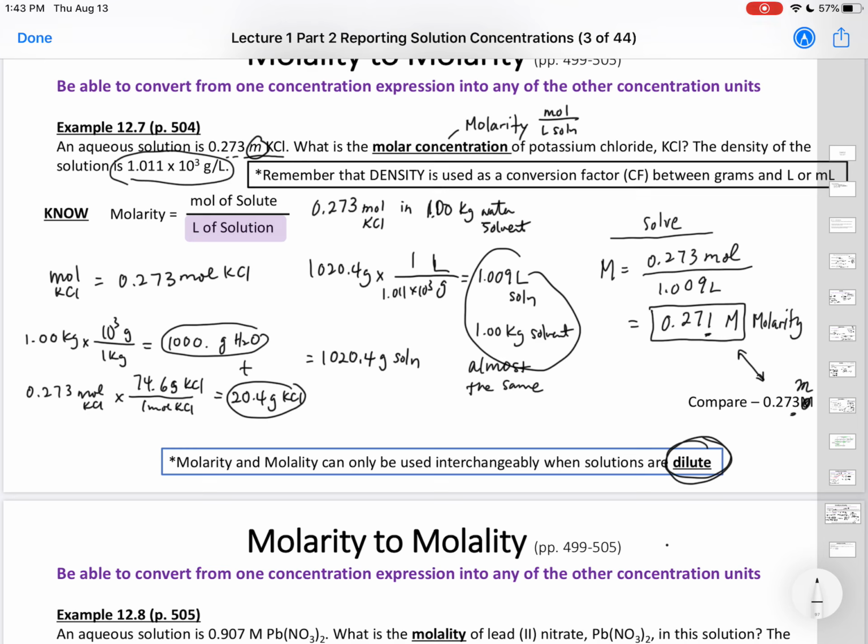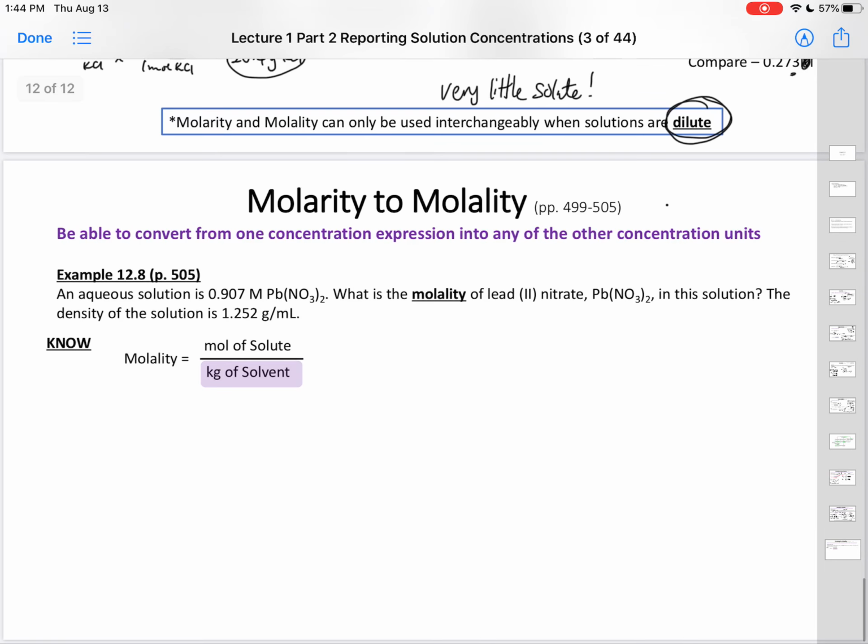The reason for this is because there is very little solute. When there is very little solute, the amount of solution in liters and the amount of solvent in kilograms is about the same, and so therefore the molarity and the molality are used interchangeably and about the same.